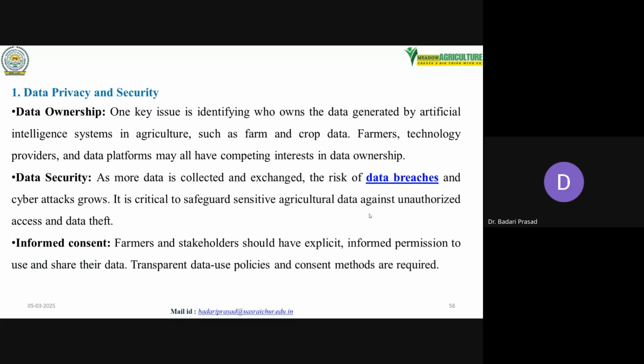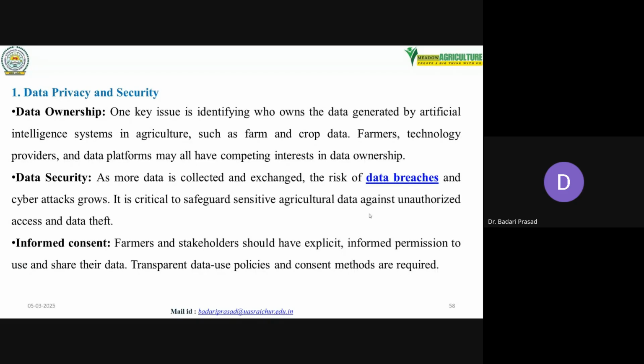Data security: as more data is collected and exchanged, the risk of data breaches and cyber attacks grows. It is critical to safeguard sensitive agricultural data against unauthorized access and data theft. We are well aware that the next war, or the third world war, if it occurs, will be in a biological form. So our enemies can do anything. Agriculture is such a vulnerable sector. If the data is breached or leaked, then anything can happen in the form of biological attacks. So we should be very careful in these sectors.